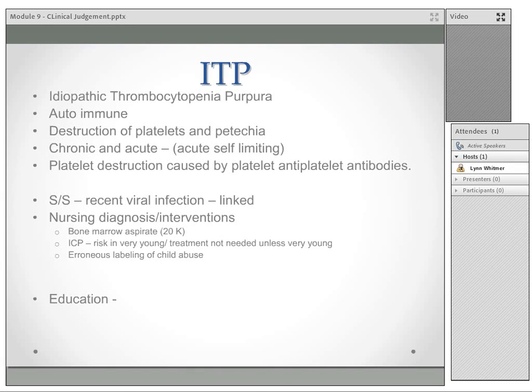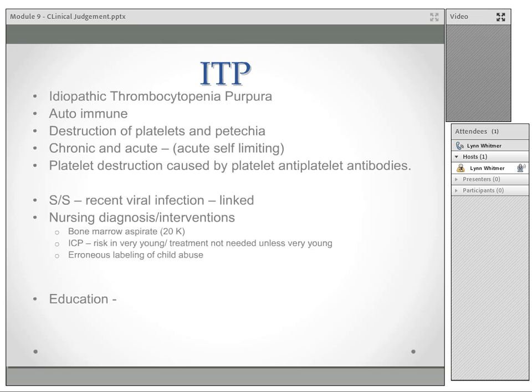And because of the bleeding that we see throughout the entire body, it can be erroneously labeled as child abuse. So we want to be cautious, and before we start making accusations, that we understand what all the signs, symptoms, and problems are.